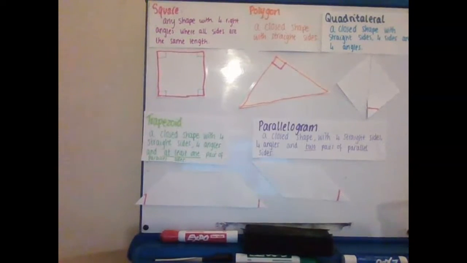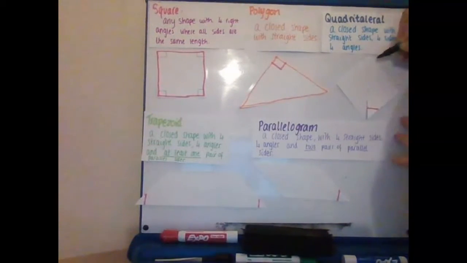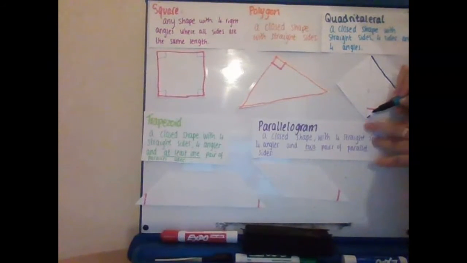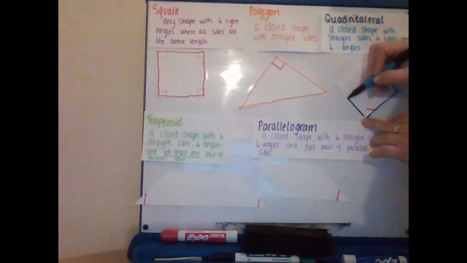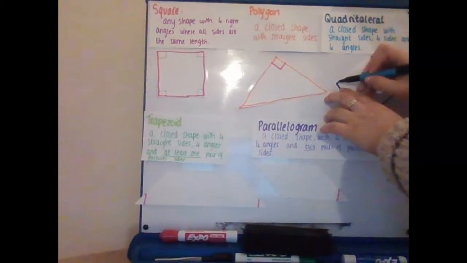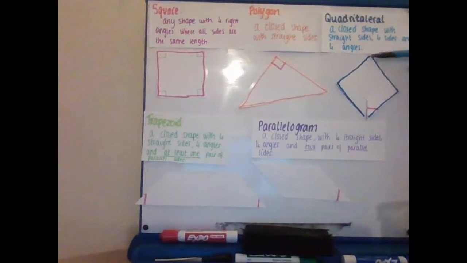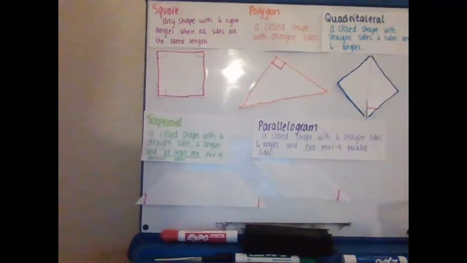A quadrilateral over here is a closed shape with four straight sides and four angles. So one side, 1, 2, 3, 4 straight sides, okay, and 4 angles, 1, 2, 3, 4 there. So that's our example of a quadrilateral.